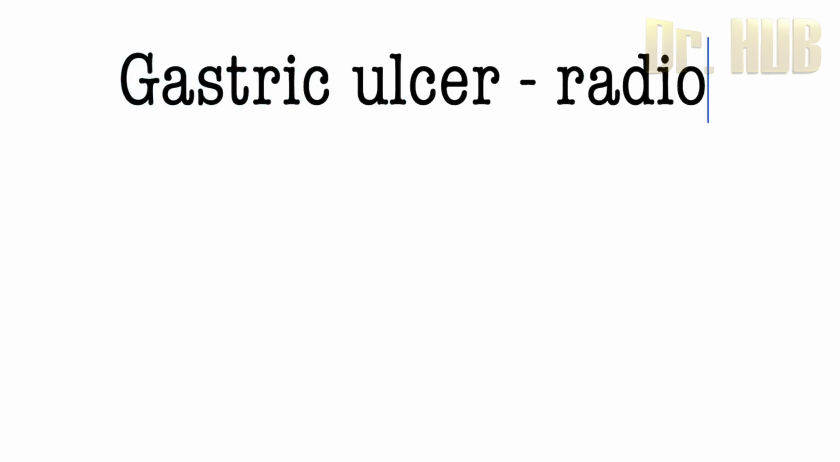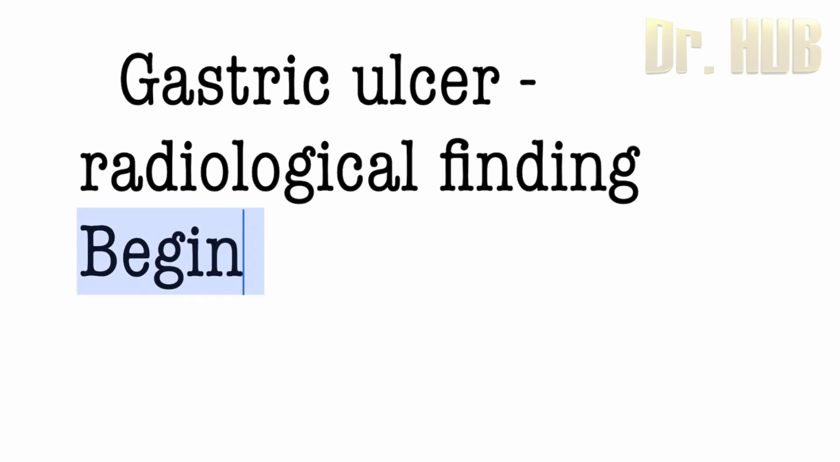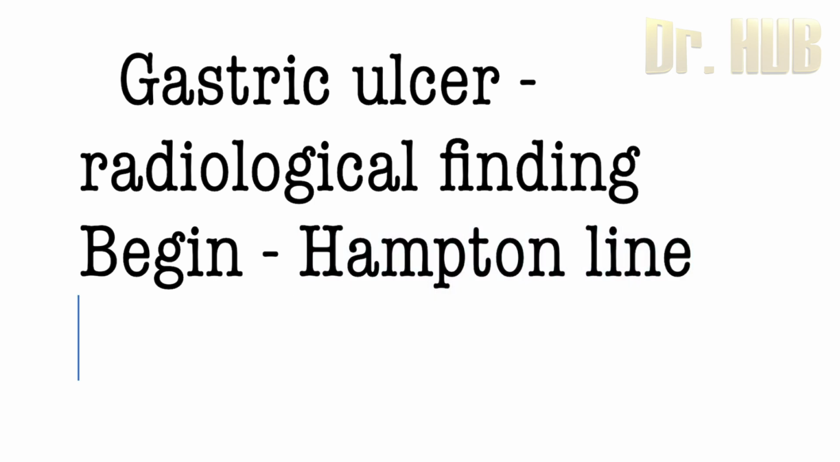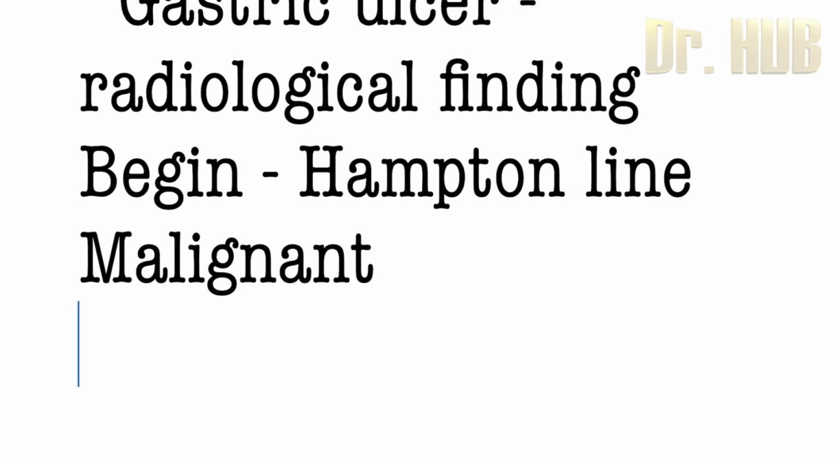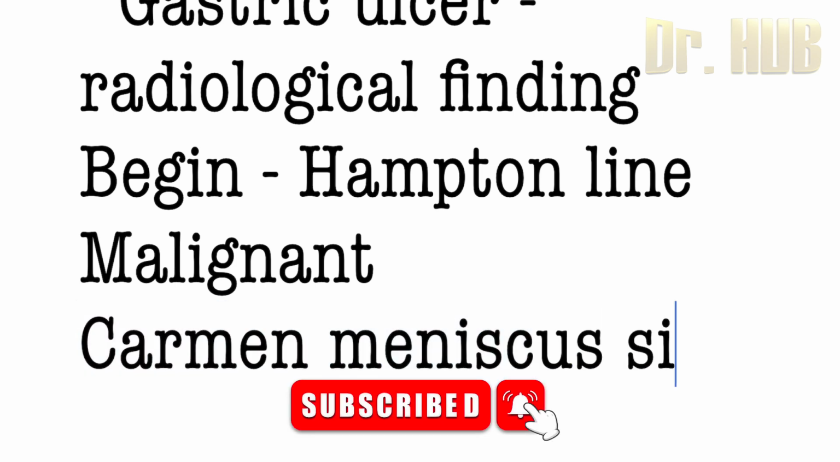Let's look at the gastric ulcer and the radiological findings. So first is, in case it is benign, there is presence of the Hampton sign. The Hampton line is seen. Then if it is malignant, there is presence of the Carman meniscus sign.